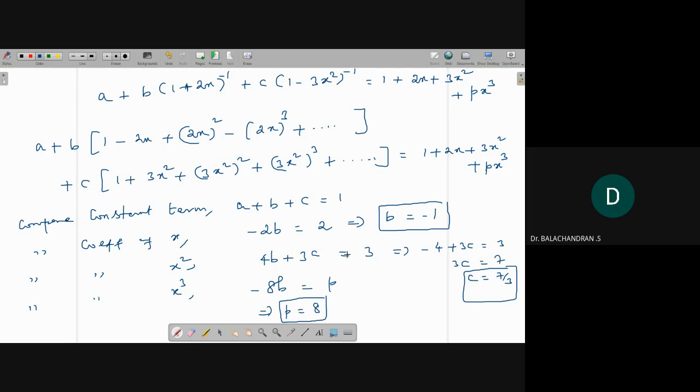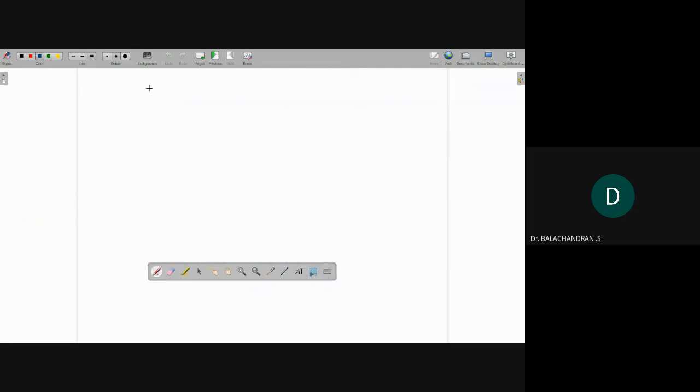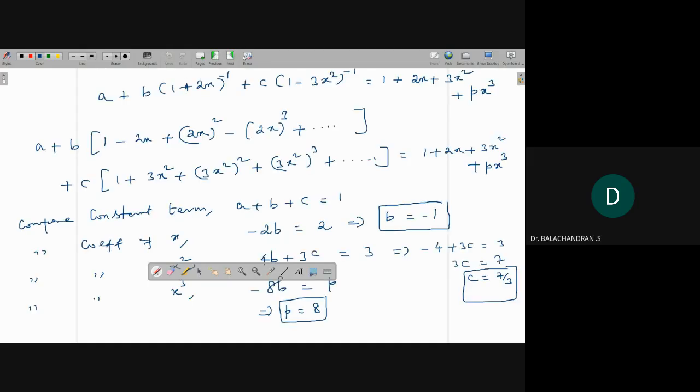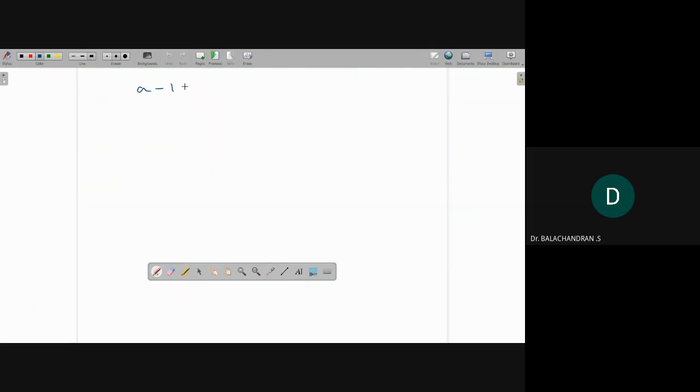Okay. Substitute the value of B and C in this equation. Okay, you will get what? A plus B. B is minus 1. C is 7 by 3, is equal to 1. So A equal to 2 minus 7 by 3. So A equal to 6 minus 7, that is minus 1 by 3.